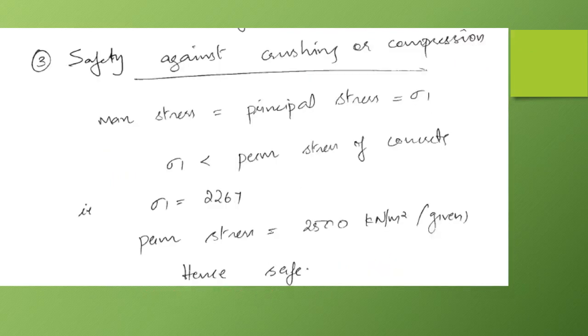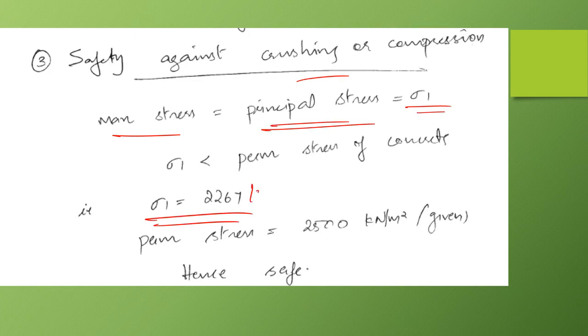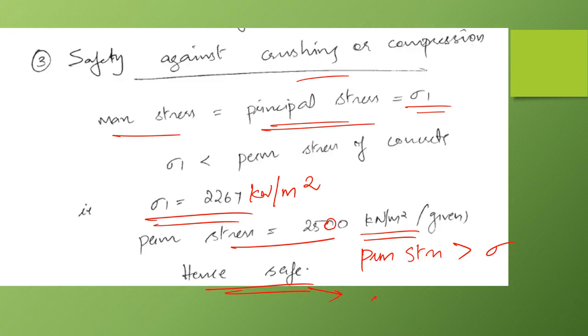Now, safety against crushing or compression: the maximum stress developed is equal to the principal stress, that is sigma 1, and we have found sigma 1 as 22,267 kilonewton per meter square. The permissible stress is given as 2,500 kilonewton per meter square. So this permissible stress is greater than sigma 1, hence it is safe in compression or crushing, and that we did two or three slides ago.